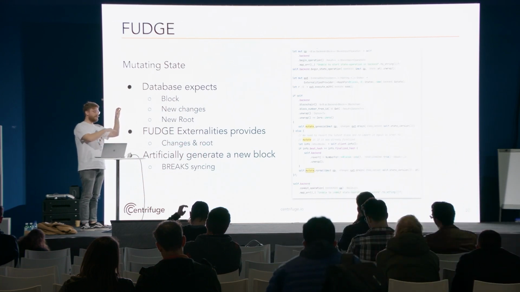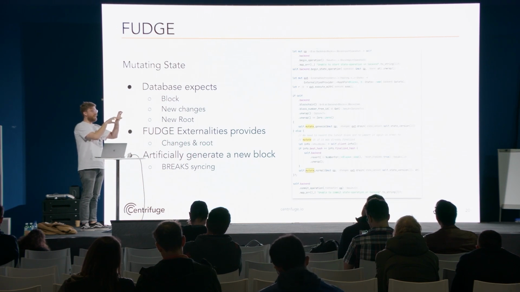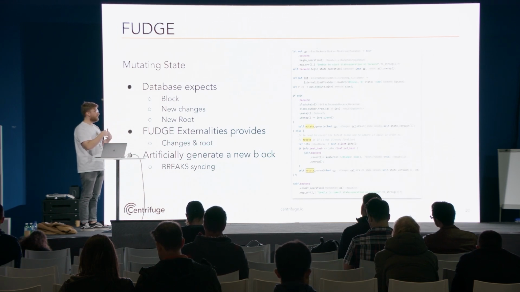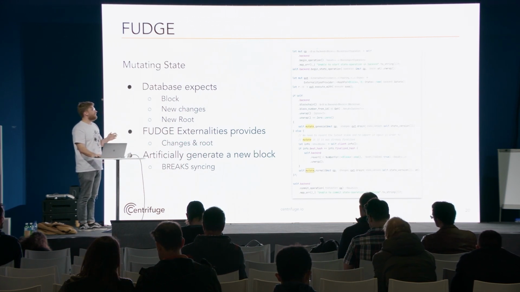But every node that syncs from 0 against this node will basically import block X, and the root coming out of block X from the syncing node is totally different from the one that's synced from 0, because the storage changes FUDGE introduces are not coming from a block at all. So you're basically breaking your chain. So yeah, this is why it's for tooling.